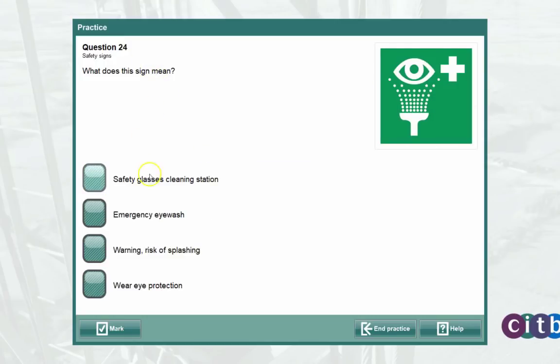What does this sign mean? Safety glasses cleaning station. Emergency eye wash. Warning, risk of splashing. Wear eye protection.